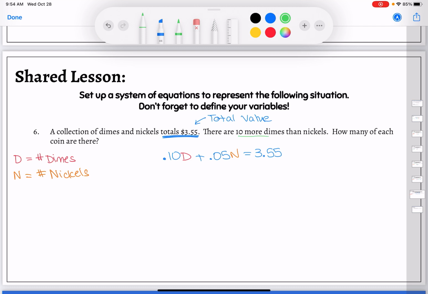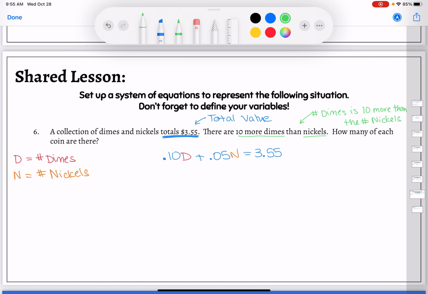There are 10 more dimes than nickels. The number of dimes is 10 more than the number of nickels, right? Now do you see how I kind of reworded that? Sometimes when it's worded like this, it's a little bit confusing. So I kind of reworded in my head. So the number of dimes is 10 more than the number of nickels.